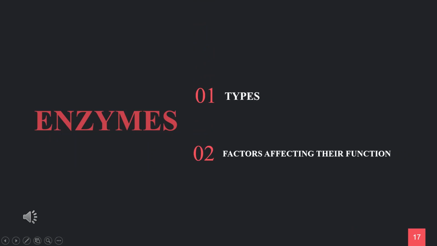To sum up, we talked today about enzymes, certain types of enzymes like ligase, hydrolase, lyase, and isomerase, and we talked about factors affecting their function like pH, type of the substrate, temperature, and the presence of inhibitors.